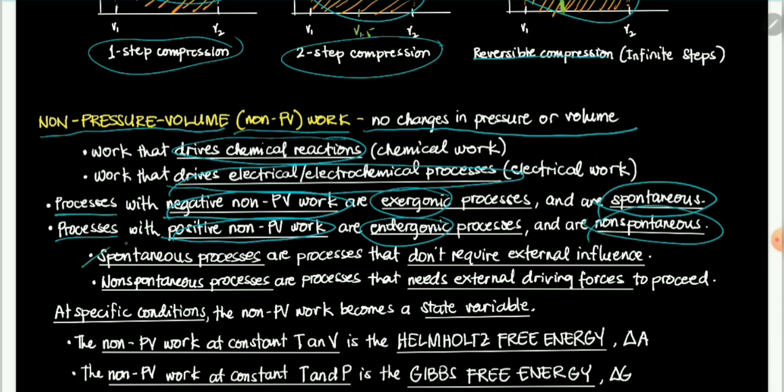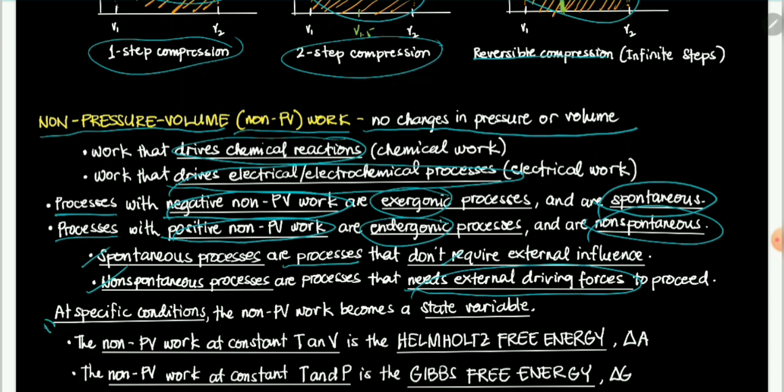So spontaneous processes are processes that don't require external influence kasi yung driving force nila negative or yung non-PV work negative. So yung non-spontaneous naman, yun yung mga processes na merong required na driving force. So kailangan mo ng input of influence or energy para mag-work sila. Okay? So yun yung may mga positive na non-PV work. Okay? So yung mga endergonic kumbaga.